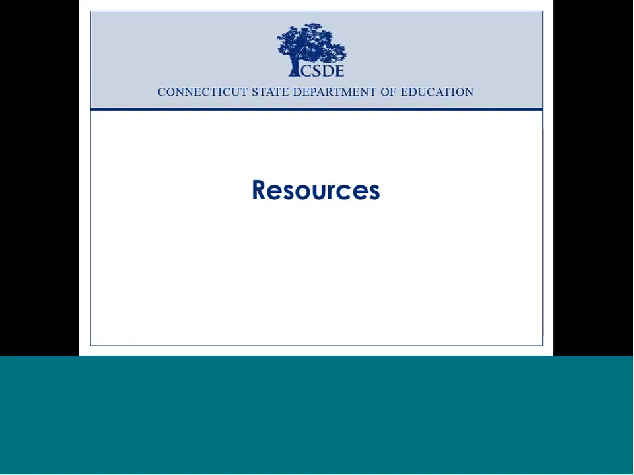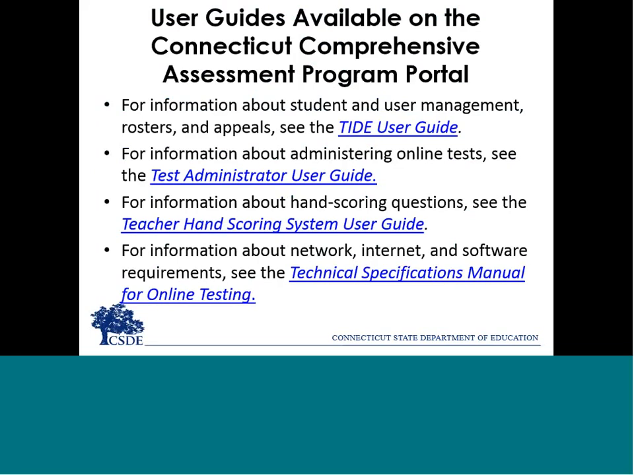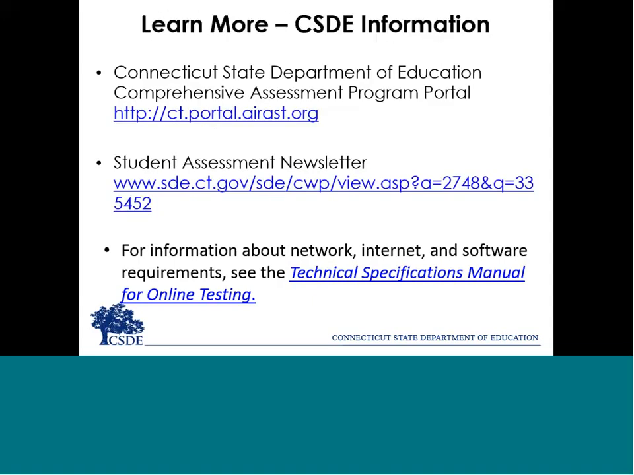Let's take a moment to review available resources. All the user guides are available on the Connecticut portal under Manuals for Online Testing. For information about student and user management, rosters and appeals, see the TIDE user guide. For information about administering online tests, see the Test Administration user guide. For information about hand scoring questions, use the Teacher Hand Scoring System user guide. And for information about network, internet, and software requirements, use the Technical Specifications Manual for online testing.